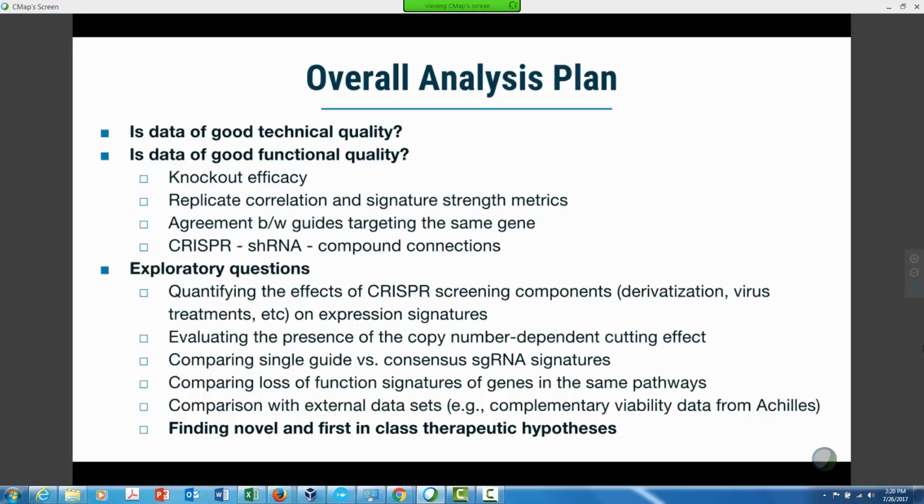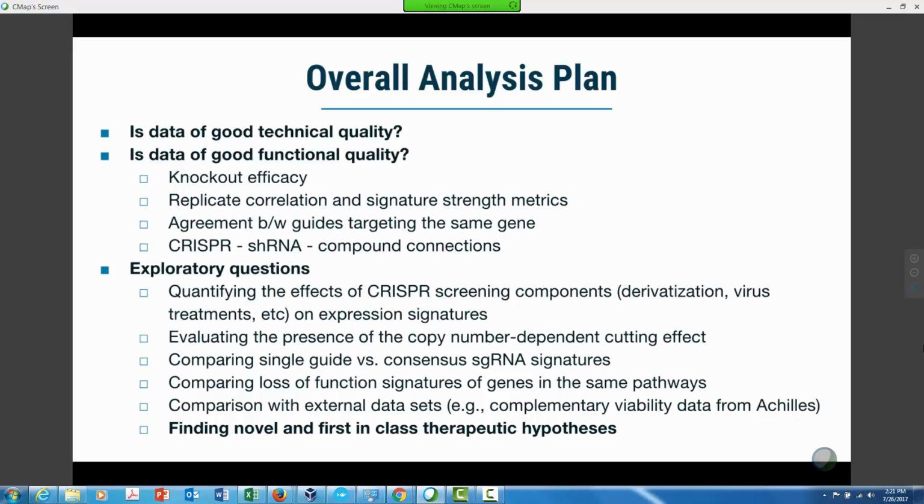And then I'll be looking at the performance of single guide signatures versus consensus sgRNA signatures. So these would be analogous to the consensus shRNA signatures that I told you all about earlier. I'll be looking at loss of function signatures of genes in the same pathways. If we can particularly see commonalities and differences between them, this could suggest some really exciting isogenic setups for future experiments.